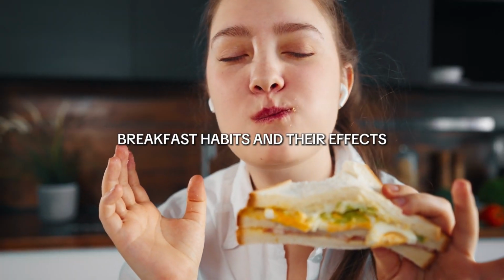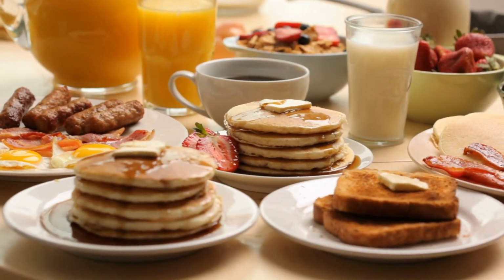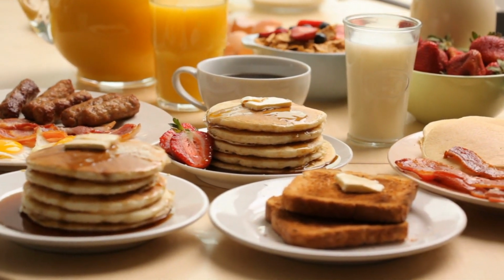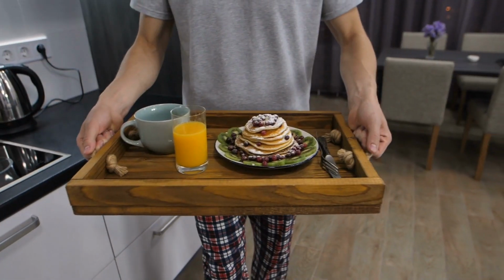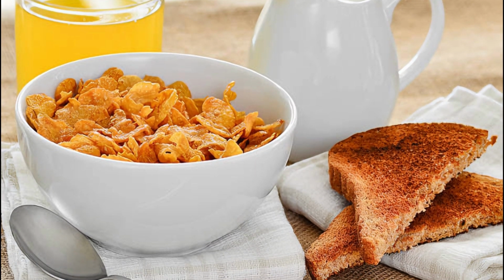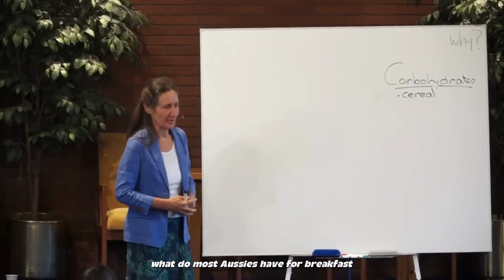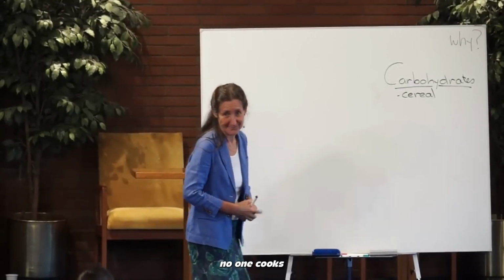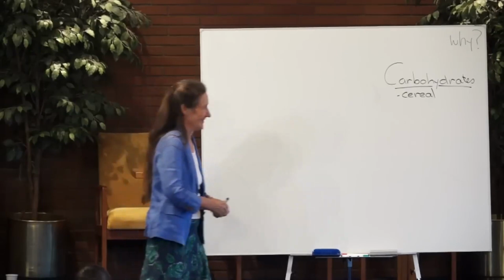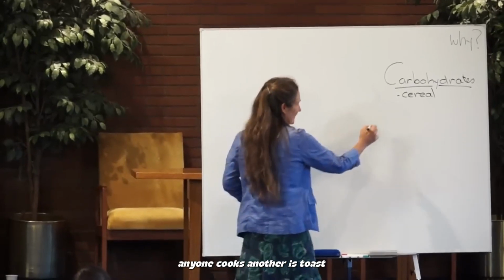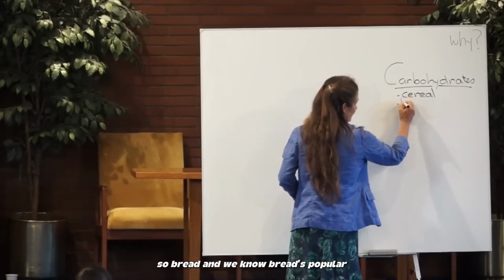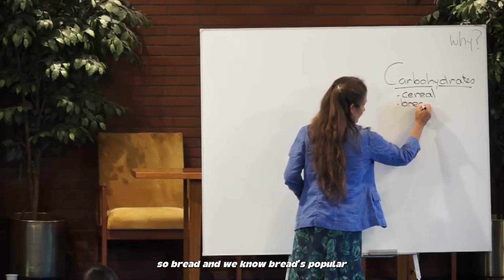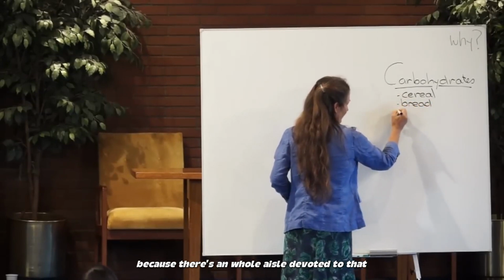Breakfast habits and their effects. This segment explores common breakfast habits and their effects on health, focusing on typical choices like cereal and toast. What do most Aussies have for breakfast? And one lady said, bacon and eggs. I said, not anymore. No one cooks. Well, hardly anyone cooks. Another is toast, so bread. And we know bread's popular because there's a whole aisle devoted to that.